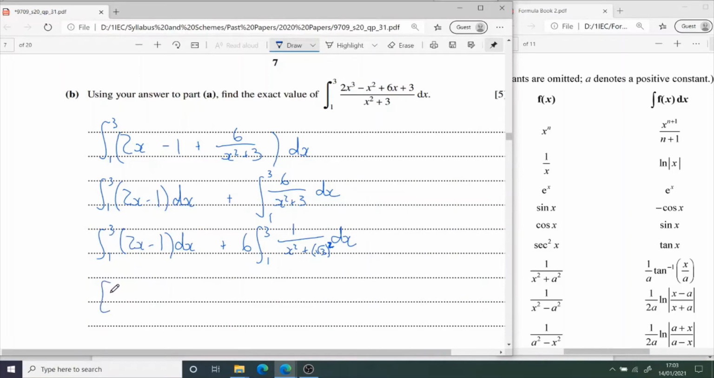So we have the integral of 2x is just x squared. The integral of minus 1 is minus x between 1 and 3. And then we have 6 times, now the integral of 1 over x squared plus root 3 all squared is 1 over root 3 arctan x over root 3.